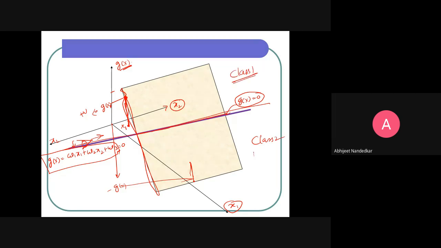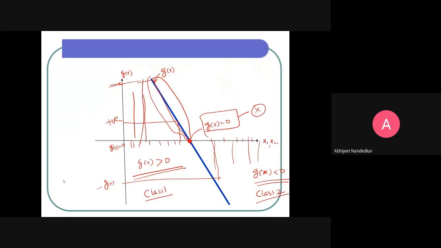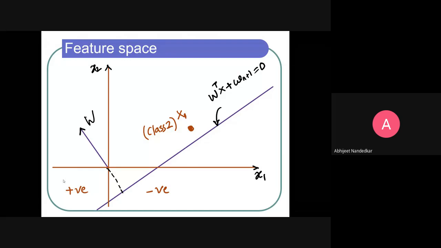How will I find out? I know what g of x is for my problem. So for a given input x, you substitute the value of x into this equation. If you get a positive number, just say that my input belongs to class 1. If you get a negative number, you say my input belongs to class 2. This is how this perceptron is designed. Now for example, I have a feature space x1 and x2. What I do is randomly assume a decision boundary like this.